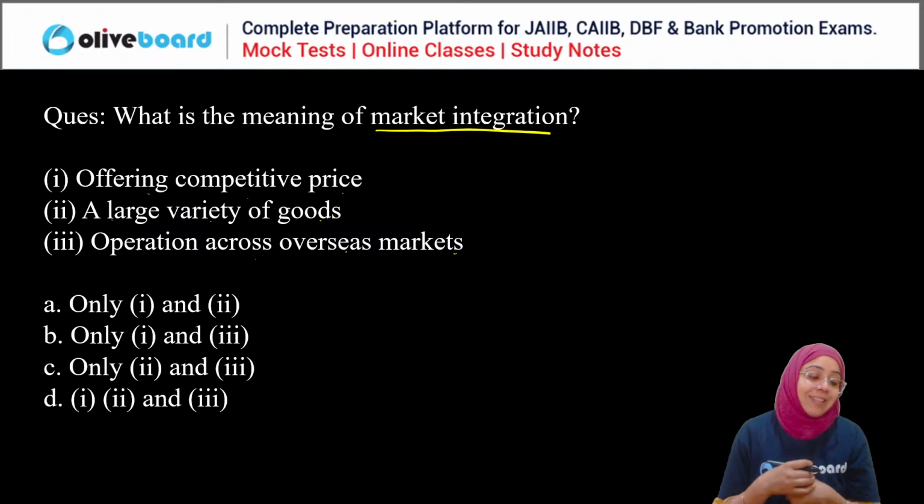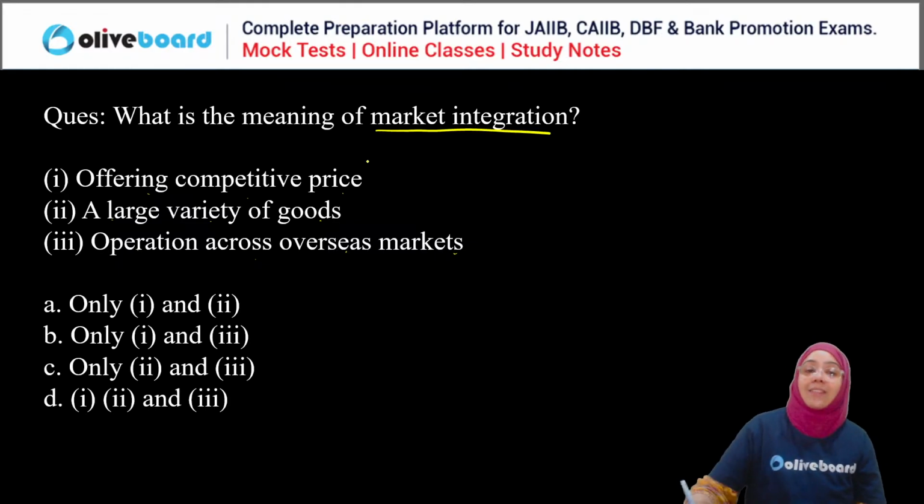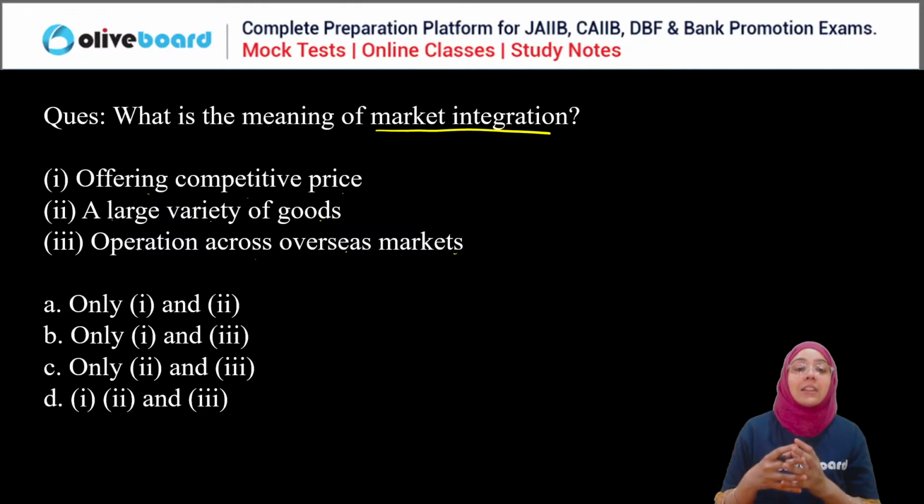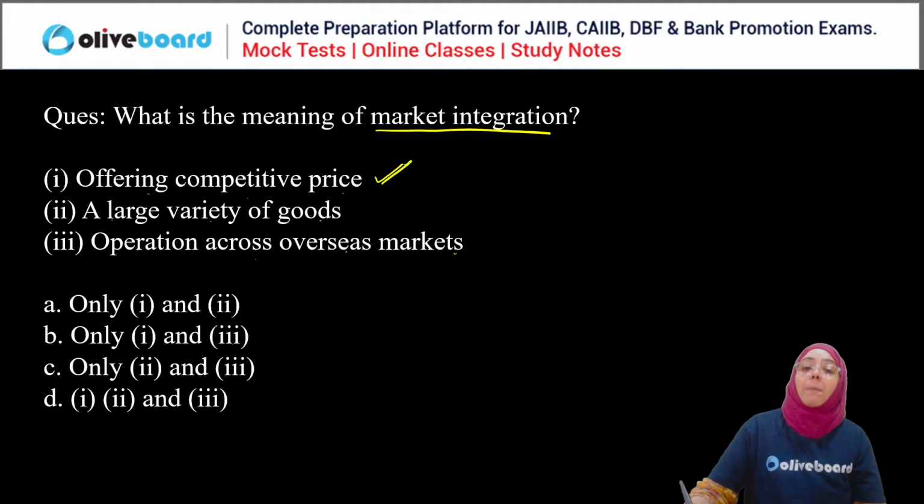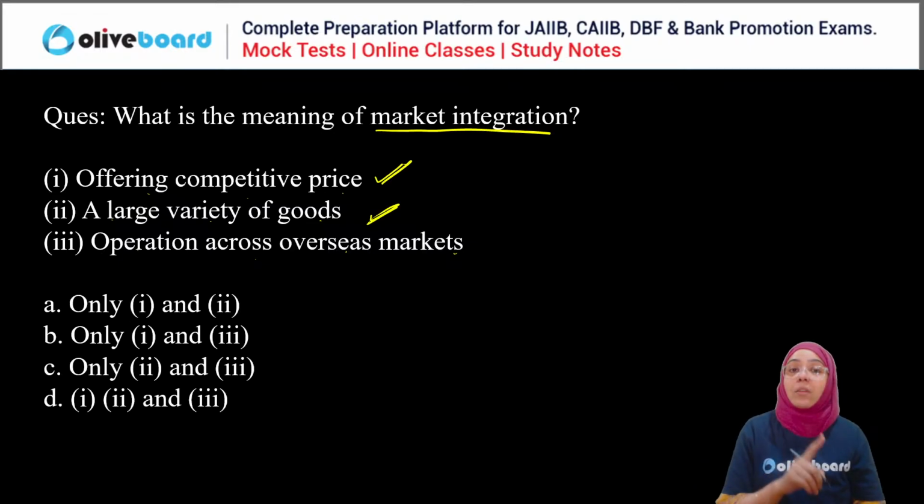Kiran is saying D. Chandan is also saying D. And Hema is also saying D. Lakshmi is also saying D. Market integration, yes. When we integrate the market, we offer competitive price, true. A large variety of goods is offered, true. And operation across overseas market, obviously we are connecting the international markets.